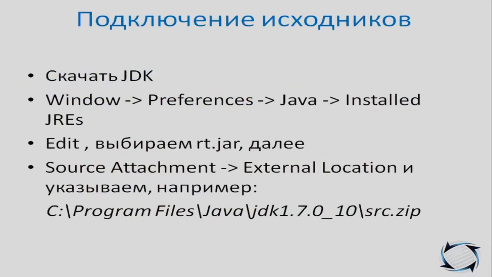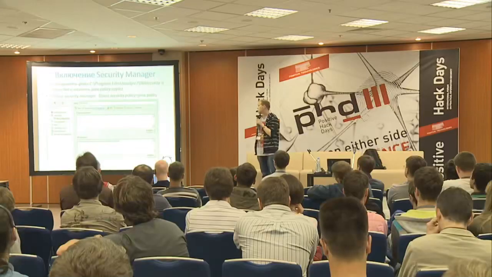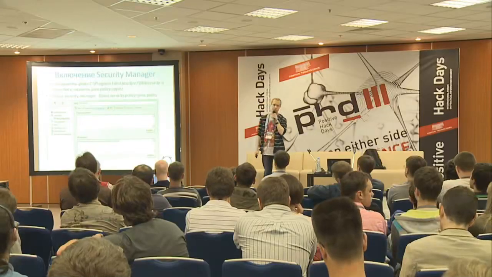Well, a problem you can run into in Eclipse was that you need to separately connect JREs manually. Actually, this is what it looks like in the interface. So for the JRE class, we simply need to connect our source.zip, which is stored in the JDK.